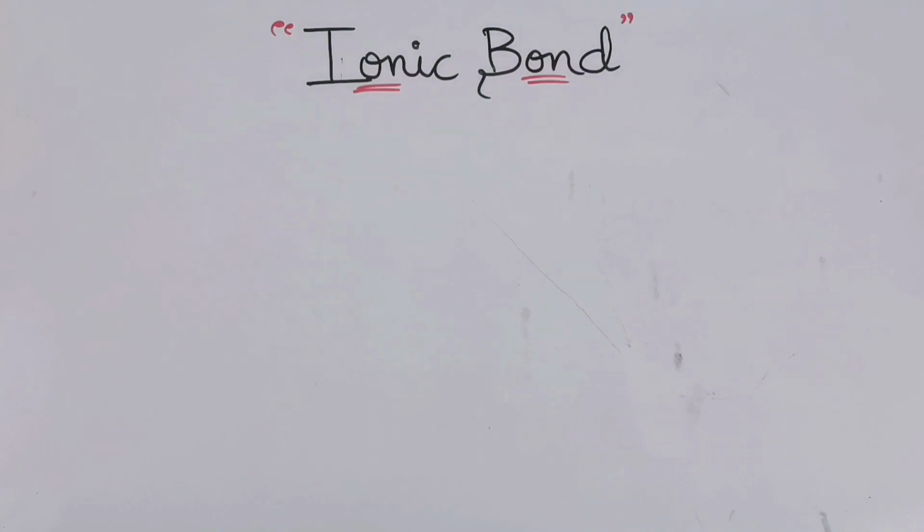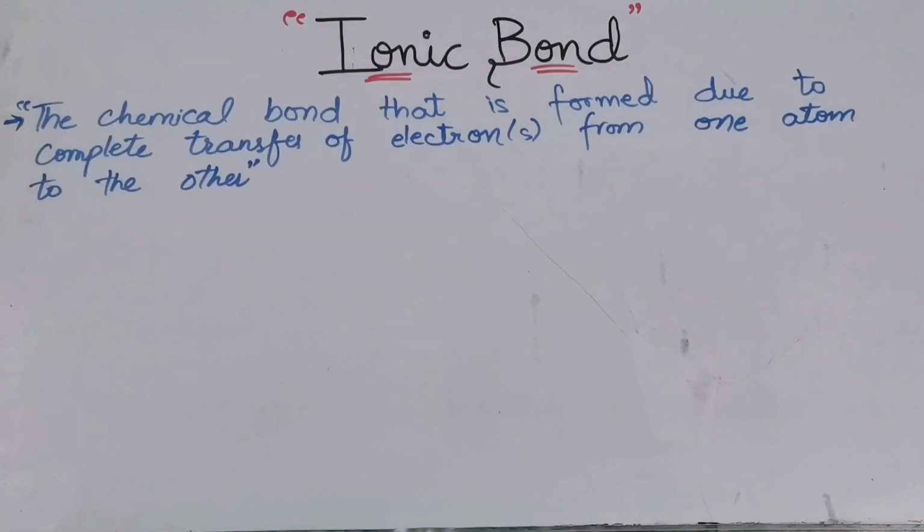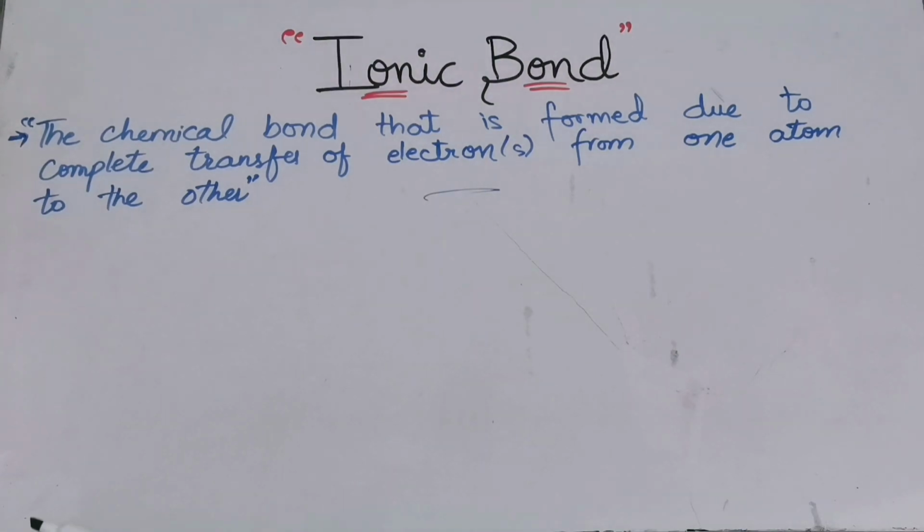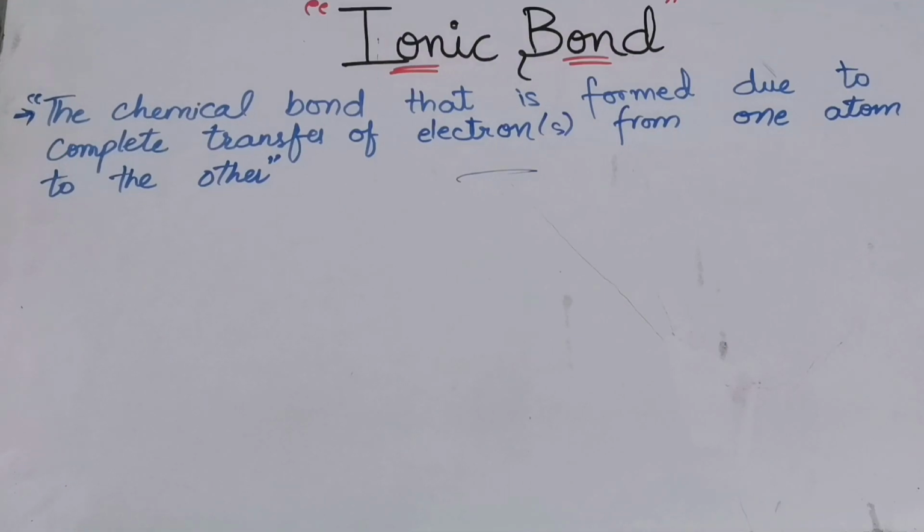Now, what is ionic bond? The chemical bond that is formed due to the complete transfer of electron or electrons from one atom to the other. When I explain the example, then you will understand this definition very well. But let me tell you a few points.